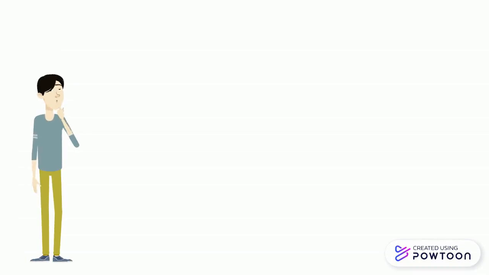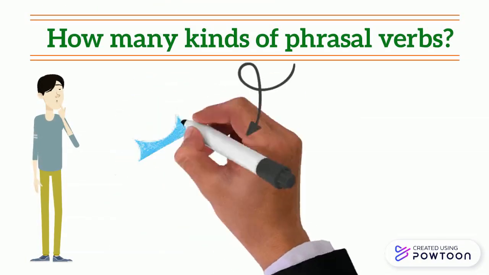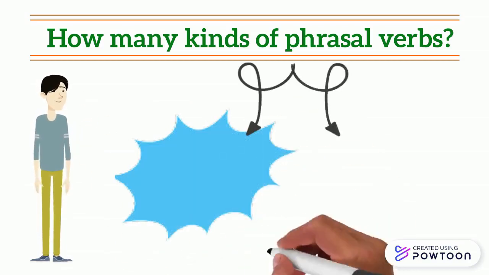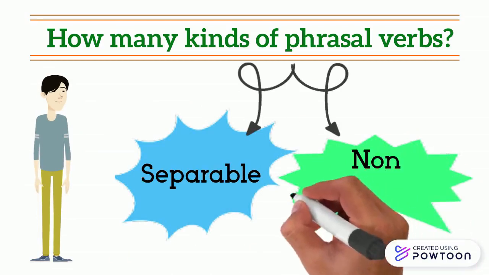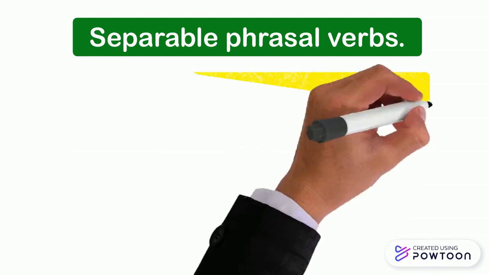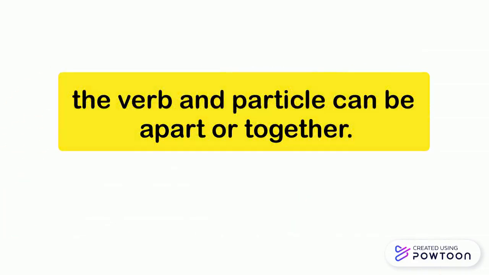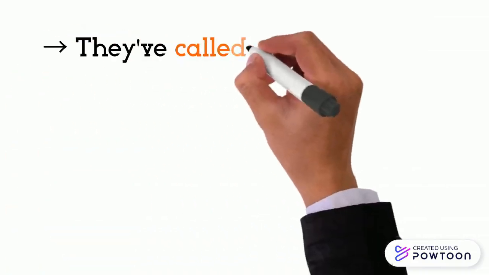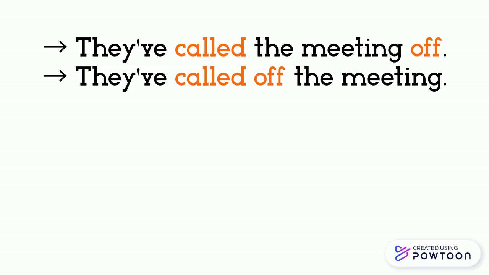Now, let's move on to types of phrasal verbs. In terms of word order, there are two main types of phrasal verbs: separable and inseparable. With separable phrasal verbs, the verb and the particle can be apart or together. For instance, they've called the meeting off, or they've called off the meeting.